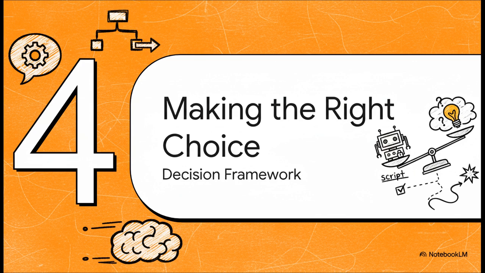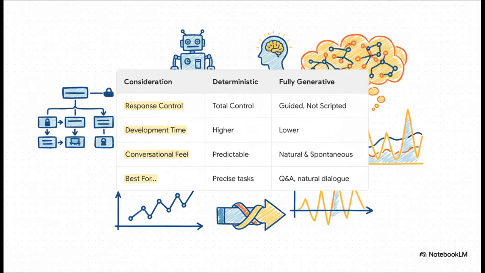Let's break down the decision-making process. Okay, this is the crucial takeaway. It all comes down to what you need most. If you need absolute, total control over every single word for really precise tasks, you go deterministic. Simple as that. But if your priority is a natural-feeling Q&A bot that you can launch quickly, then you're going to want to go fully generative. It's really just about mapping your project's goals to the right tool.